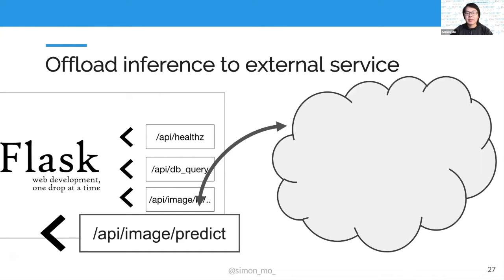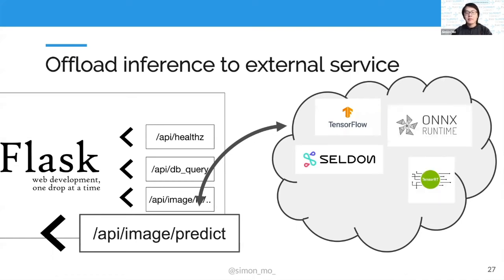Using our previous Flask server example, when the API endpoint receives the request, instead of passing it through TensorFlow, you'll now forward the request to some sort of external service. Here we represent it as the cloud. Examples of this kind of service include TensorFlow Serving from Google, ONNX Runtime from Facebook and Microsoft, Seldon, TensorRT from NVIDIA, as well as AWS SageMaker.